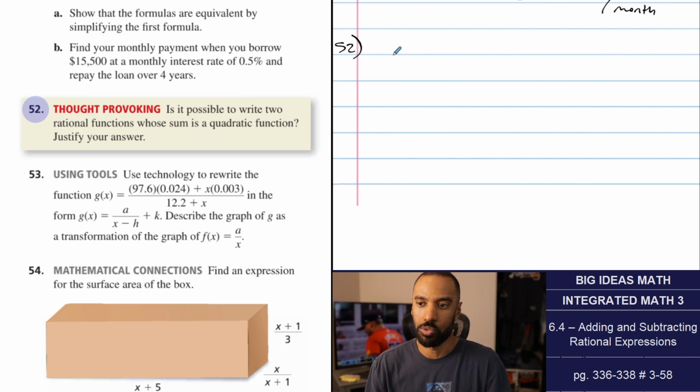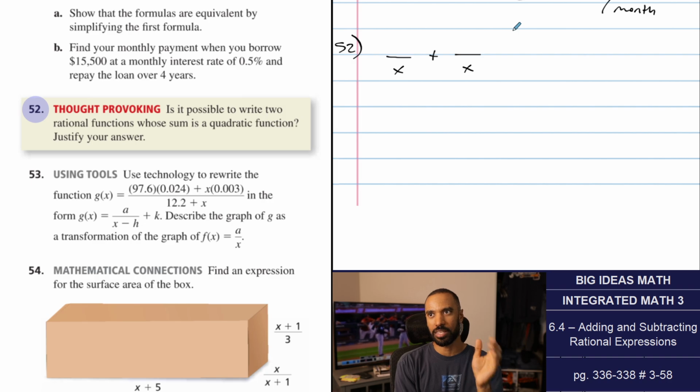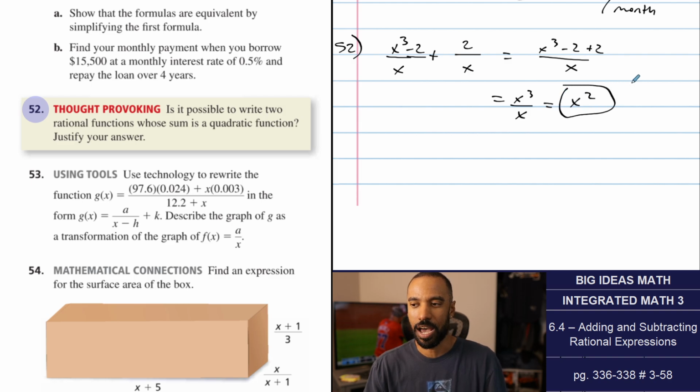All right, so we'll do two, what did they say? The sum. So let's add something with x on the bottom. They can both be x's, and let's cancel out that x. In canceling out the x to make it a quadratic, it needs to first be a cubic. So if I could do something like x cubed plus, I don't know, 2. Oh, well then the x's won't cancel. Let's do x cubed minus 2 and plus 2 like that. So now that becomes x cubed minus 2 plus 2 all over x, which becomes x cubed over x, which becomes x squared.